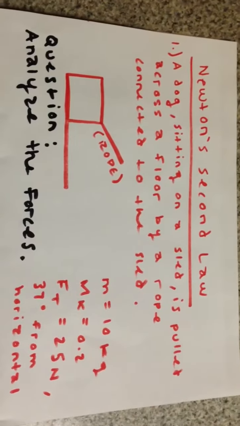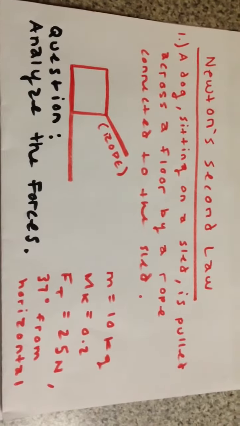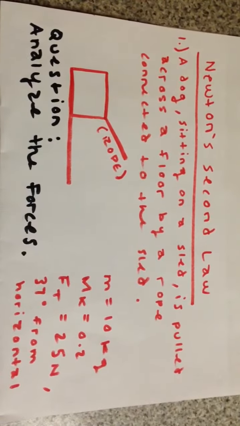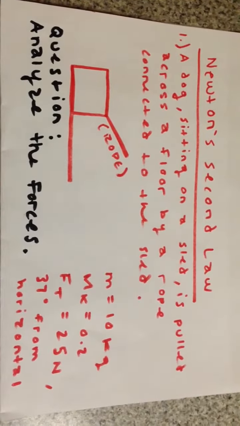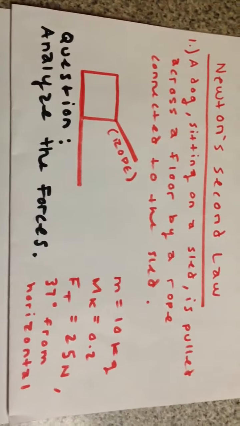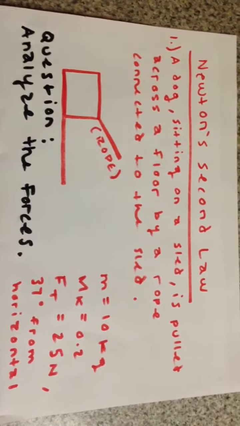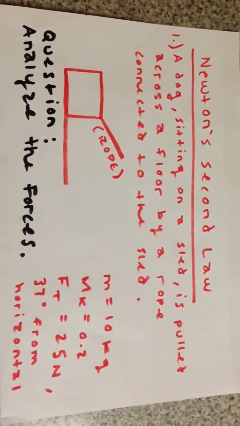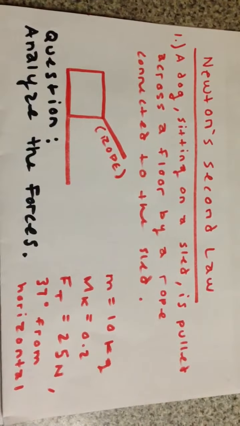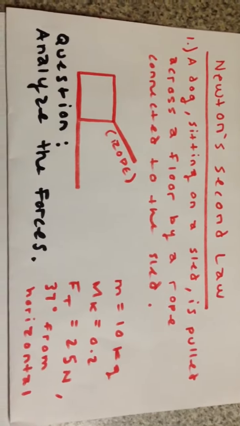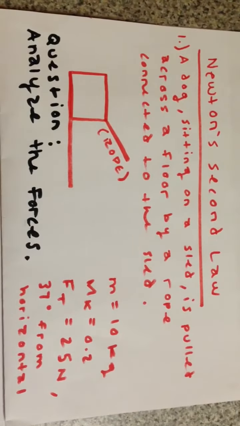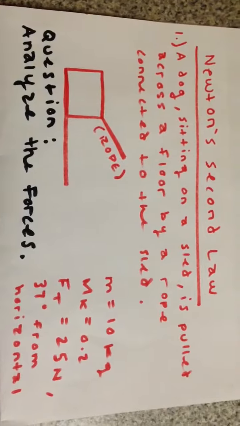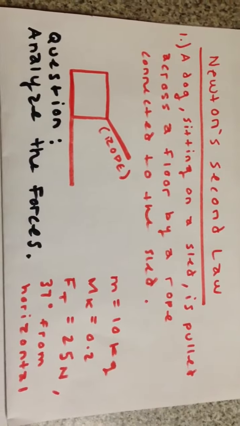Okay, this is an example problem of Newton's second law. The problem is a dog sitting on a sled is pulled across a floor by a rope connected to the sled. The given values are mass equals 10 kilograms, mu sub k equals 0.2, and the force due to tension is 25 newtons, which is 37 degrees from horizontal. The question is, analyze the forces.